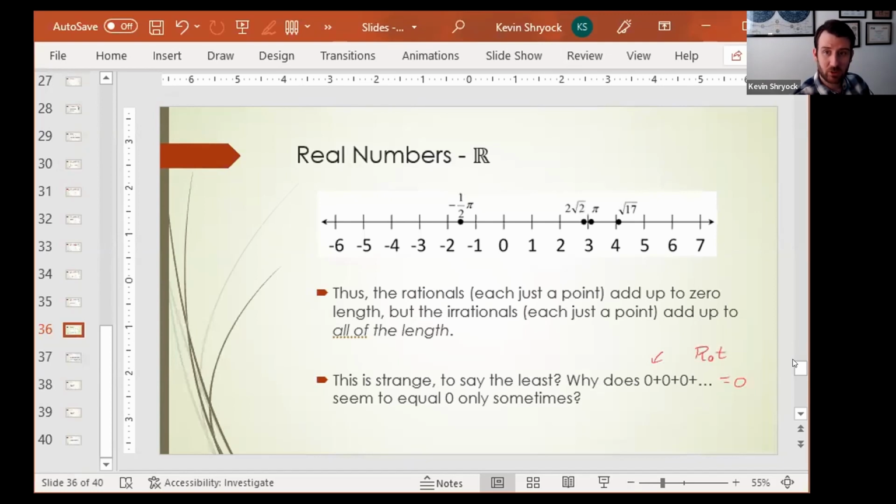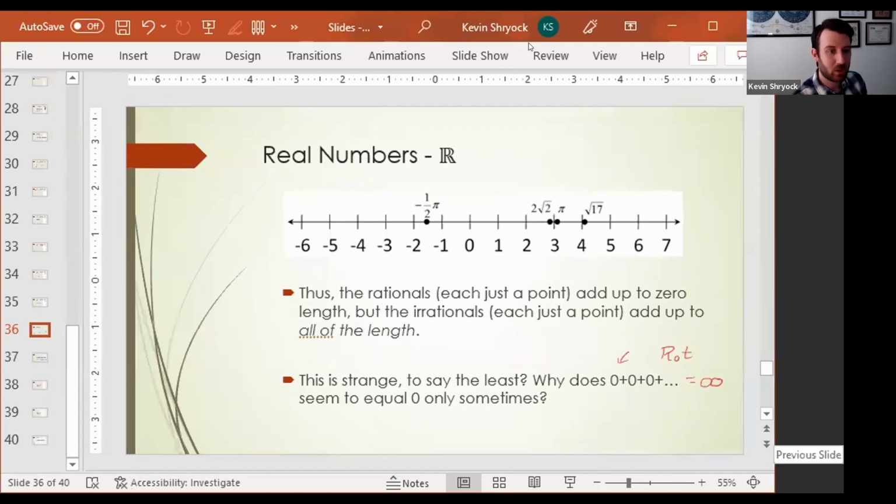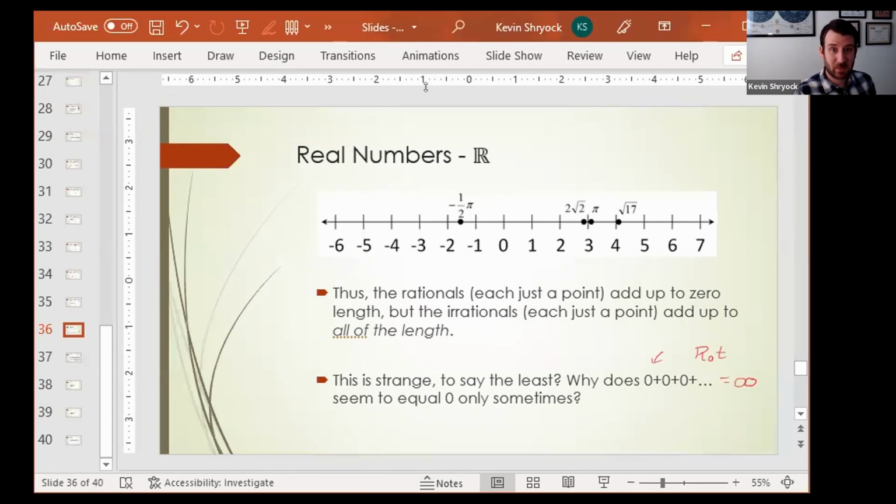But for the irrationals, even though every number still has no width, we do 0 plus 0 plus 0 plus 0 a whole bunch of times and we get infinity. So we had a whole bunch of zeros added up to a 0, and then a whole bunch of zeros added up to infinity. Like that's about as opposite as you could possibly get. What's happening here? Well, the consequence that I want you to take away from all this is think about this.